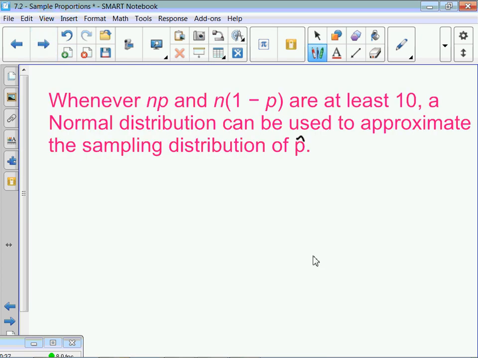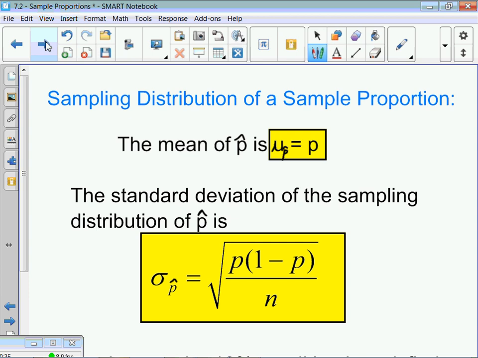So whenever np and n times 1 minus p are at least 10, a normal distribution can be used to approximate the sampling distribution of p hat. We will do this a lot more the rest of this year. All right, take good notes on this.